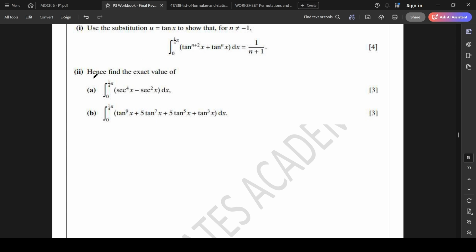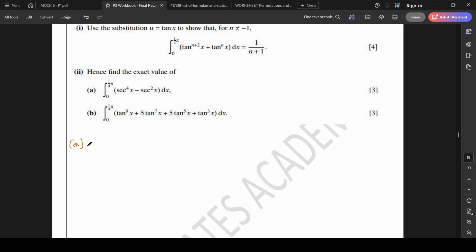I know that because I have used the word hence over here in the question, I can utilize the answer from the previous part. And I know that if I am having tan to the power of n, and then just a term with a power of 2 more than the n, then I know its integration will be 1 over n plus 1 if the limits are 0 to pi by 4. So I'm going to try to implement this over here. I can convert the sec power of 4 x and the sec power of 2 x with respect to tan x terms.